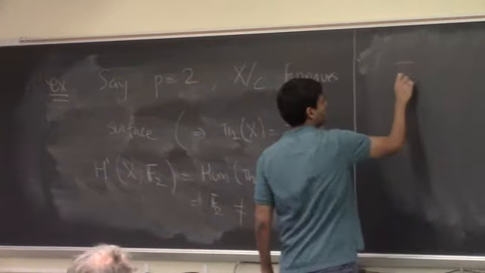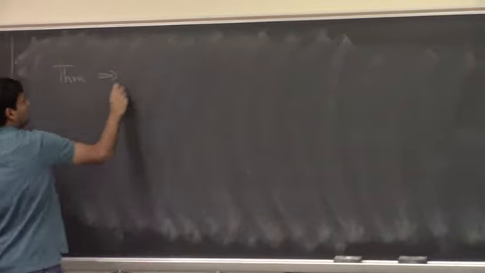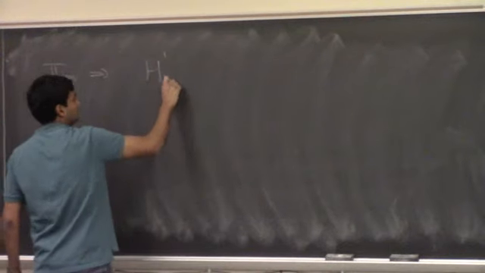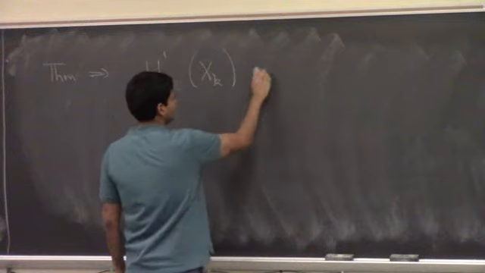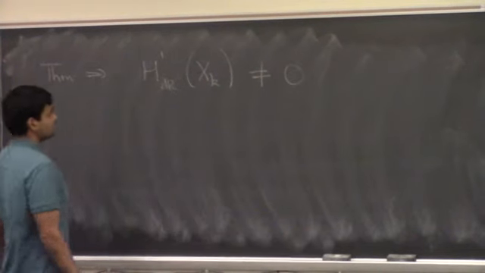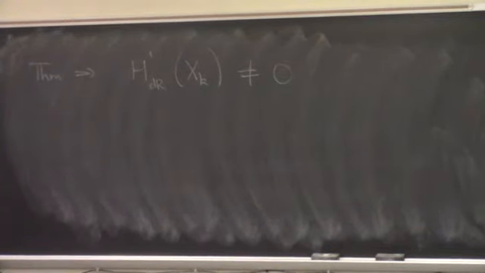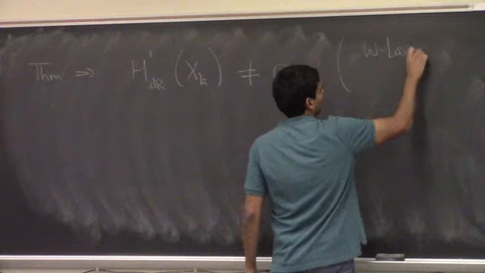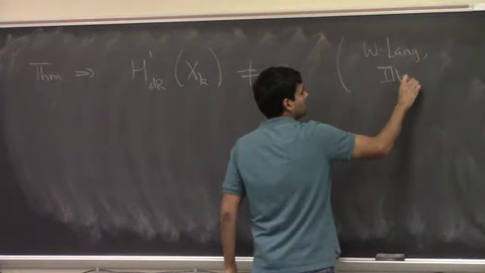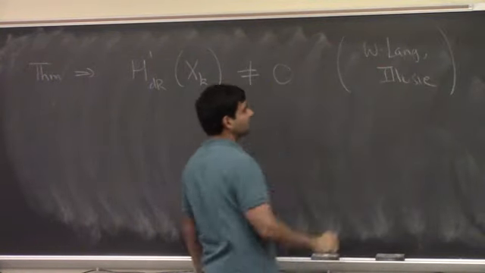So the theorem implies that H1 of the de Rham cohomology of this Enriques surface in characteristic 2 is also non-zero. And so this was actually something people have already seen before. This was computed by William Lang and Ueno. But the proof was very different.